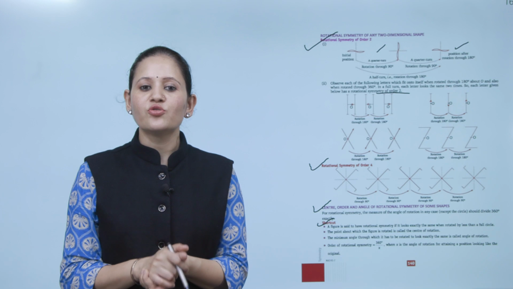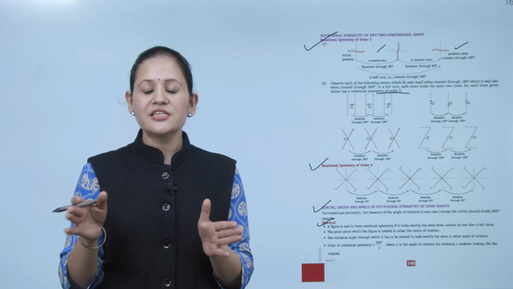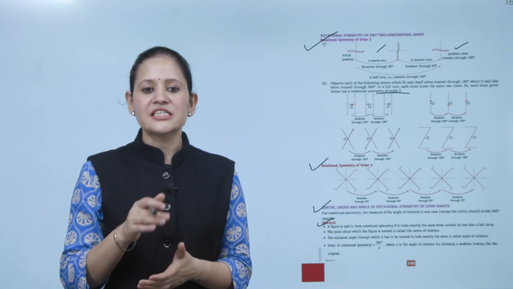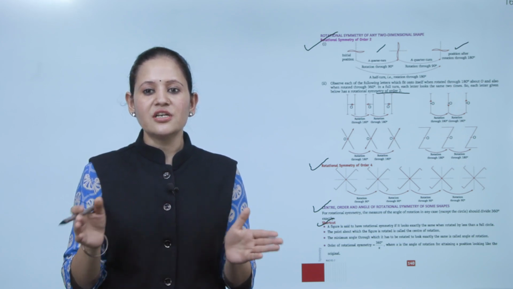The minimum angle through which it has to be rotated to look exactly the same, that is called the angle of rotation. Order of rotational symmetry, that is 360 upon x, where x is the angle of rotation for attaining a position looking like the original.